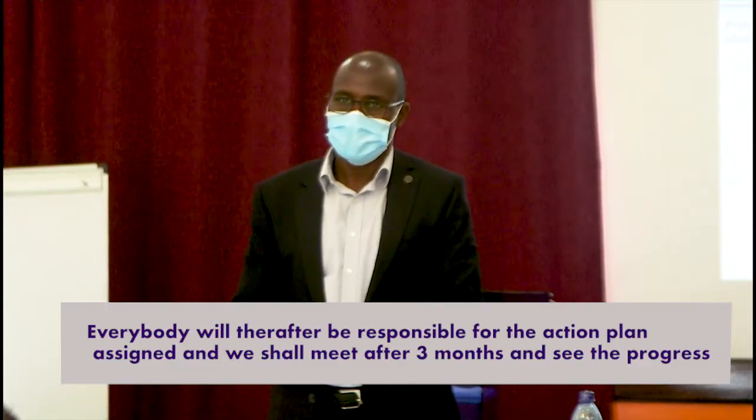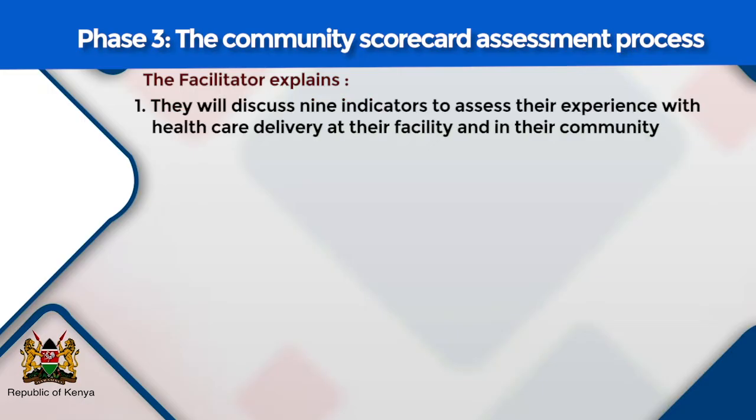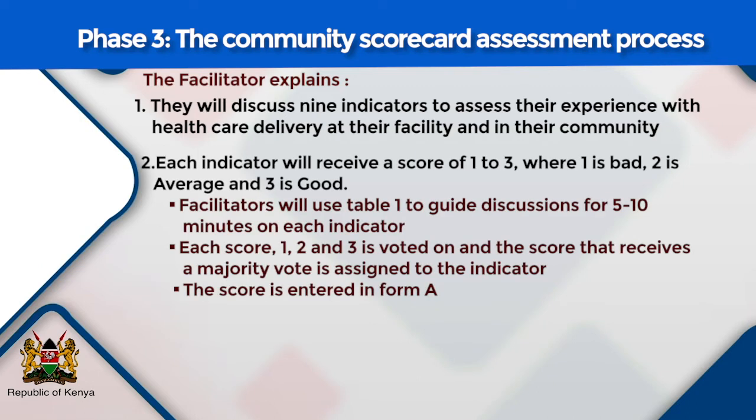Tuko sawa. Phase 3. The community scorecard assessment process. The facilitator explains: 1. They will discuss 9 indicators to assess the experience with healthcare delivery at their facility and in the community. 2. Each indicator will receive a score of 1 to 3, where 1 is bad, 2 is average, and 3 is good.